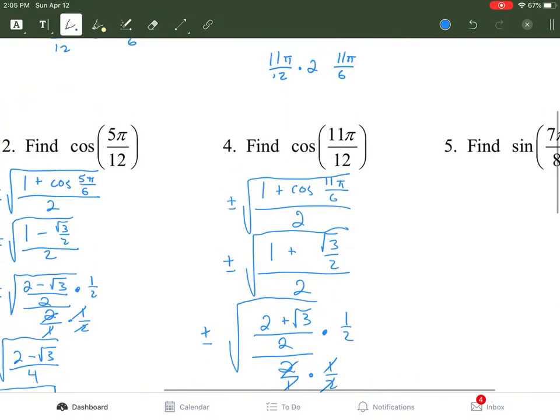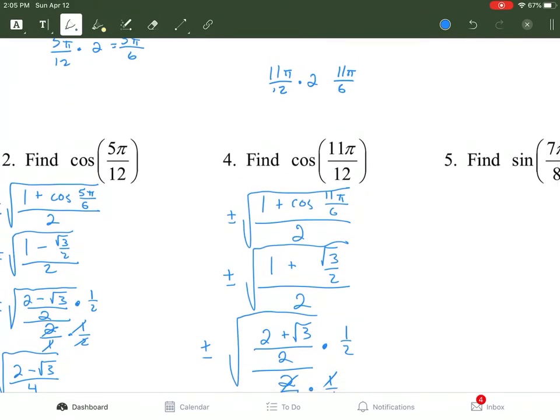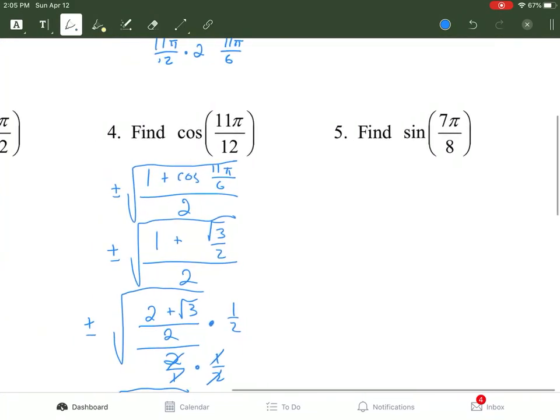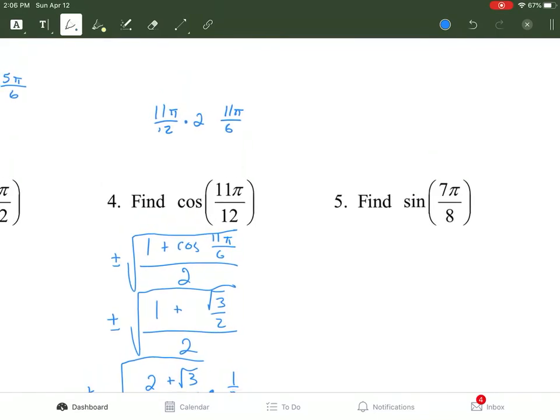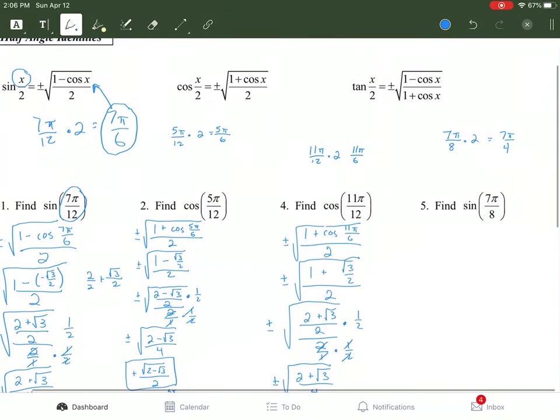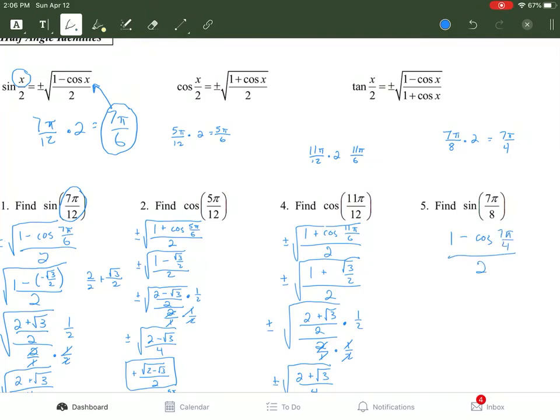Okay, last one. It's slightly different because now we have a different kind of radian. We have 7 pi over 8. So 7 pi over 8 times 2 is going to give you 7 pi over 4. So we put this into the formula for the sine half angles. So that is going to be 1 minus cosine of 7 pi over 4 divided by 2, square root sign with a plus or minus out in front.